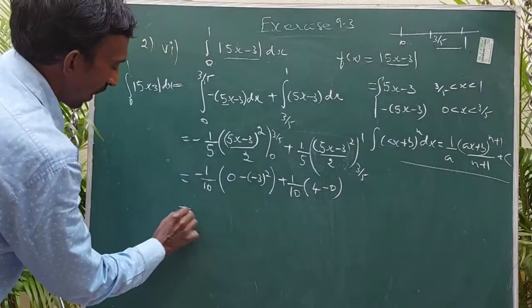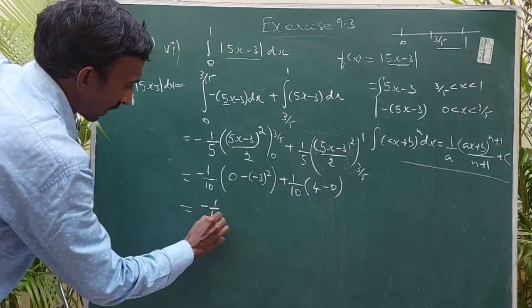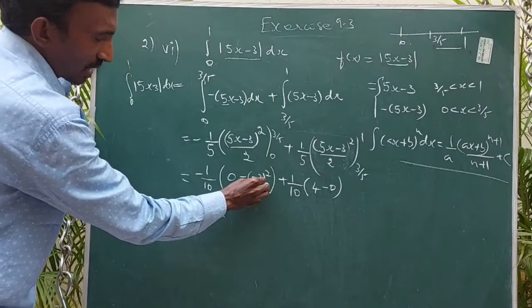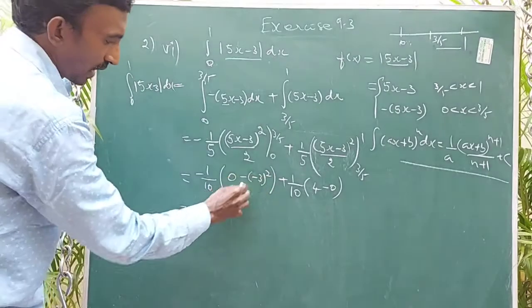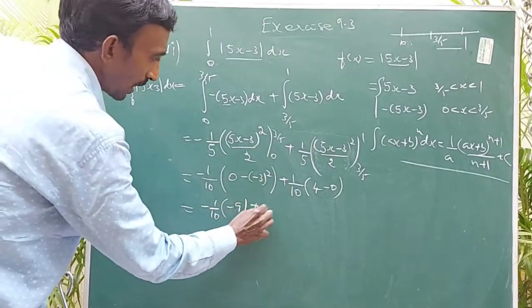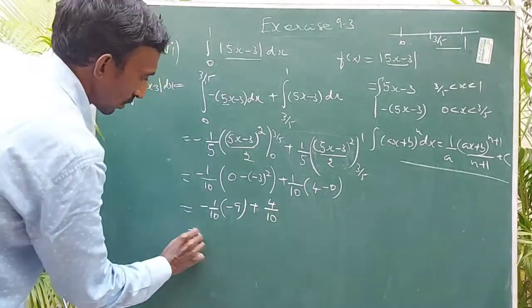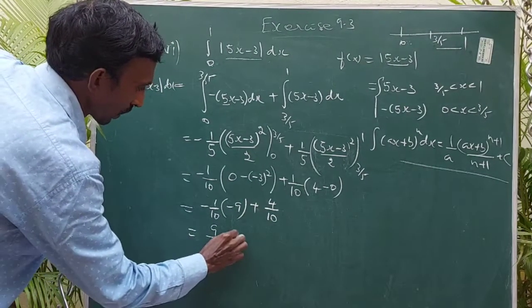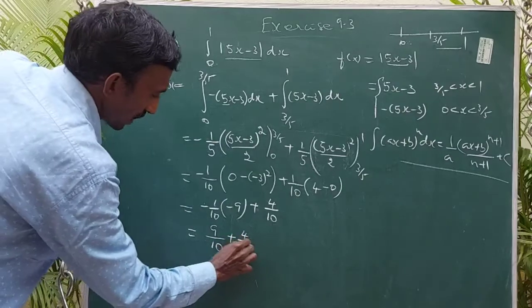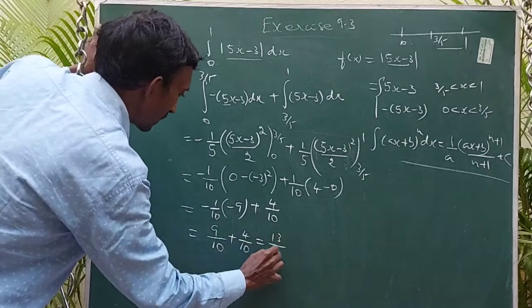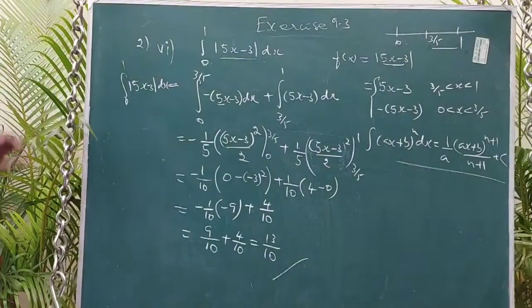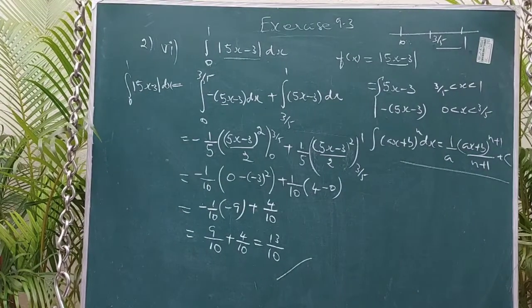So what do we get? Minus 1 by 10 into minus 3 the whole square, which is plus 9 by 10, plus 4 by 10. So 9 by 10 plus 4 by 10 is 13 by 10. It is the answer for subdivision 6.